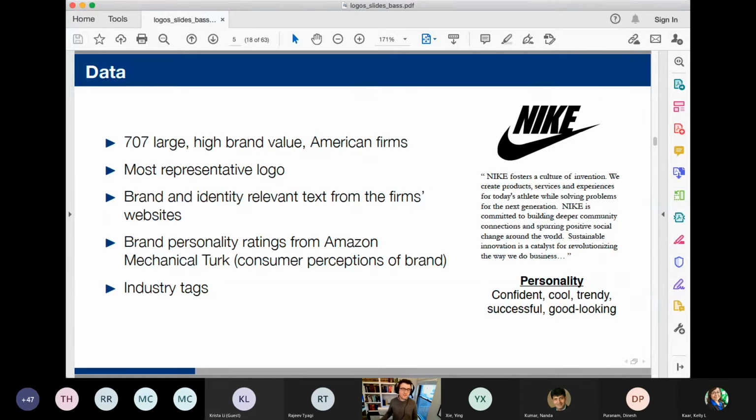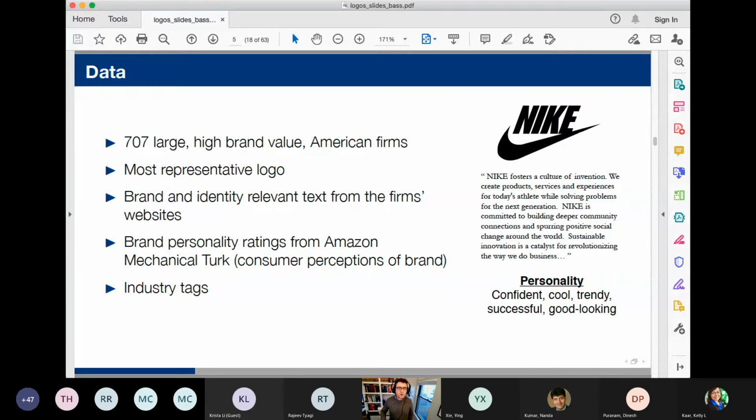And then finally, we have a set of tags that describe features of the firms. You can think of this as observed heterogeneity of the firms at a very high level. An example of this is on the right-hand side of the slide with Nike. So you see the most representative logo, some of the text, and then these personality traits, which are going to be the basis of our consumer perceptions.